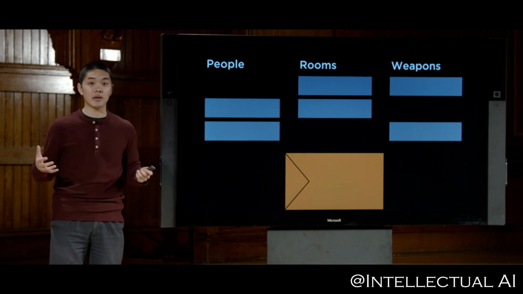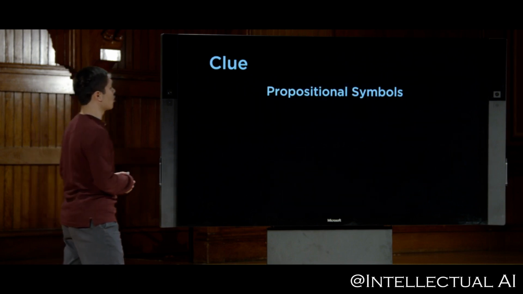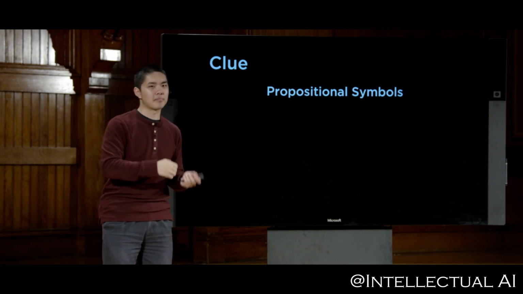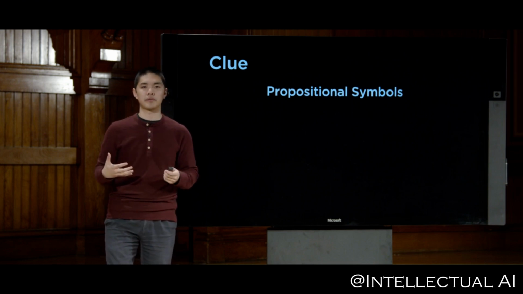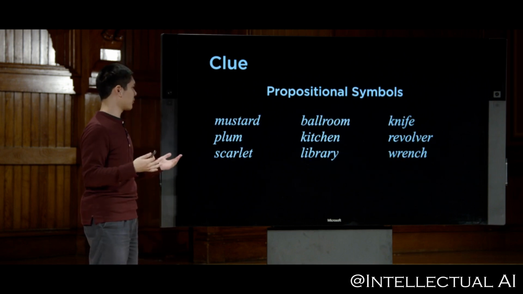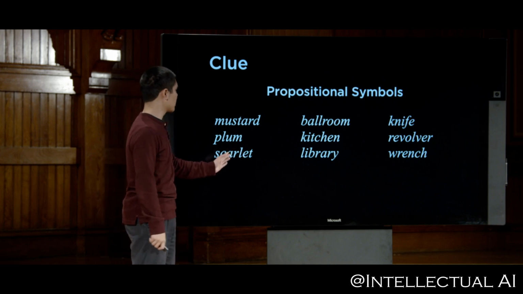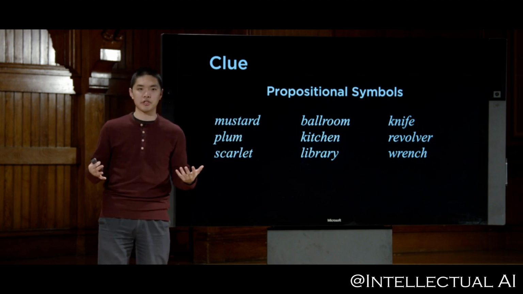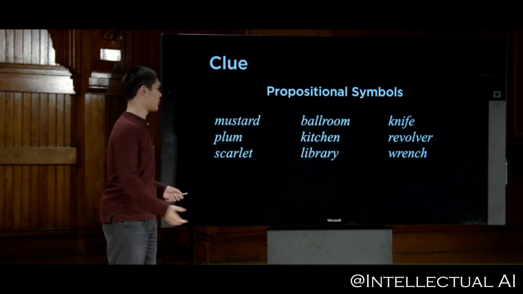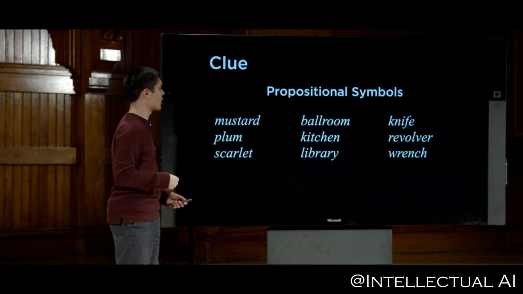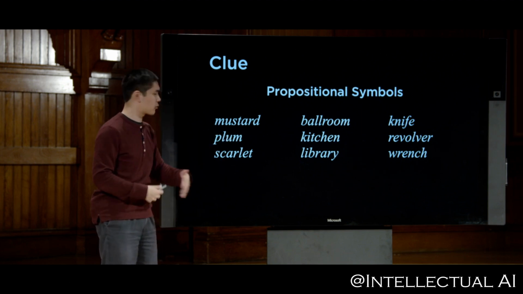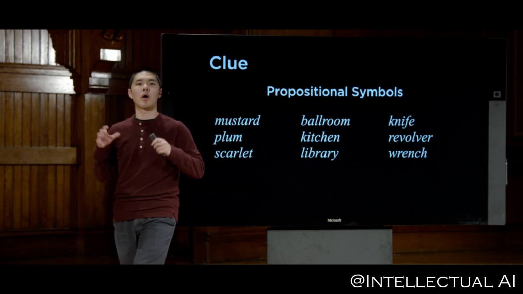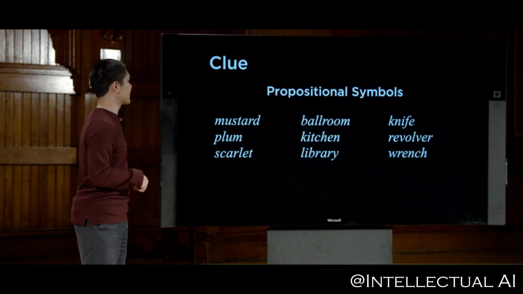In order to do this, we'll begin by thinking about what propositional symbols we're ultimately going to need. Remember again that propositional symbols are just some symbol, some variable, that can be either true or false in the world. And in this case, the propositional symbols are really just going to correspond to each of the possible things that could be inside the envelope. Mustard is a propositional symbol that will be true if Colonel Mustard is inside the envelope, if he is the murderer, and false otherwise. And likewise for Plum, for Professor Plum, and Scarlet for Miss Scarlet, and likewise for each of the rooms and for each of the weapons. We have one propositional symbol for each of these ideas.